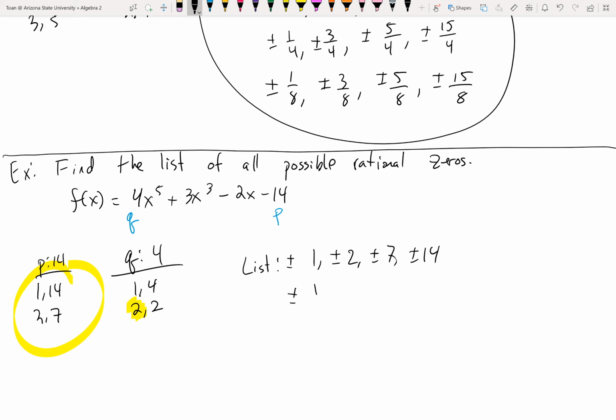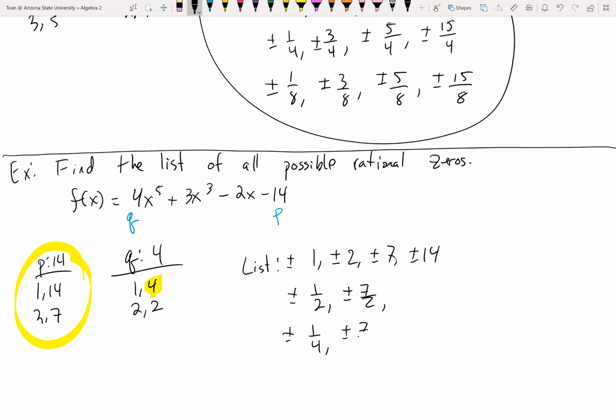So dividing 1 by 2 gives you 1/2. 2 divided by 2 can reduce, so I'll skip it. 7 divided by 2. And then 14 divided by 2 can reduce, so I'll skip it. So I'm done with the 2's here. I don't need to do this 2 because it's the same, so now divide everything by 4. So divide all these numbers by 4. Plus or minus 1 over 4. 2 over 4 I can skip because you can reduce it. You get plus or minus 7 over 4. And then 14 over 4 I can skip because you can reduce it. This is your entire list.